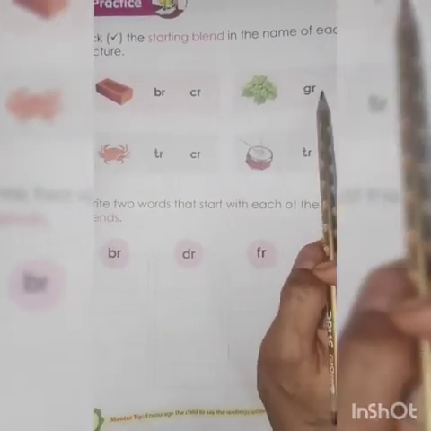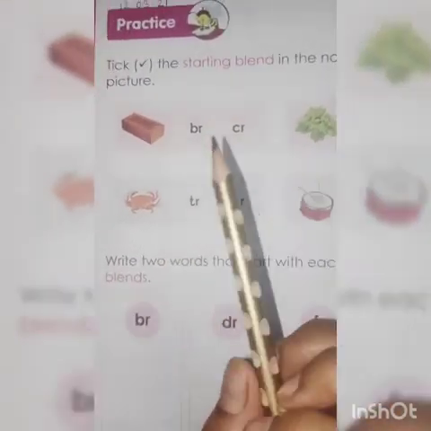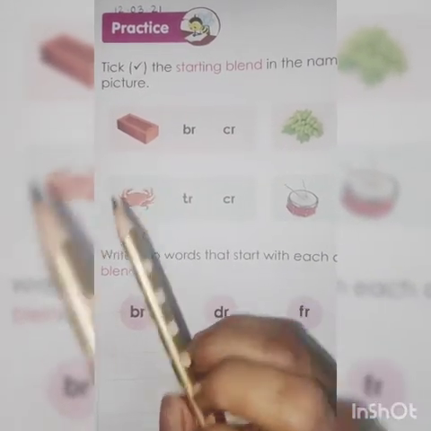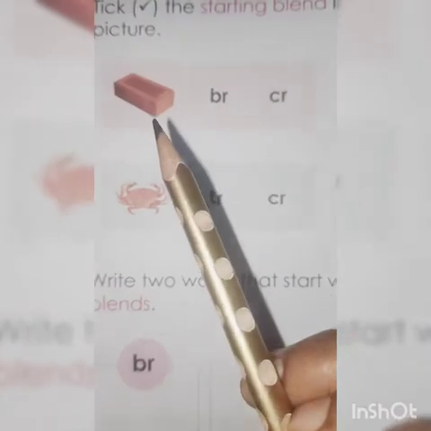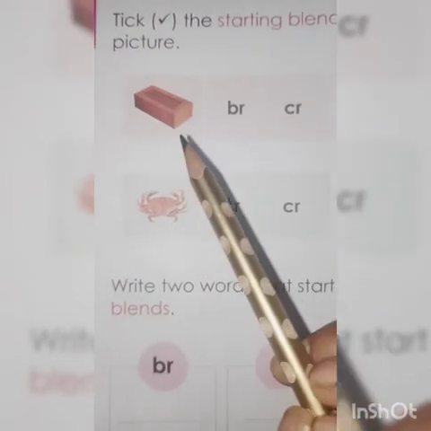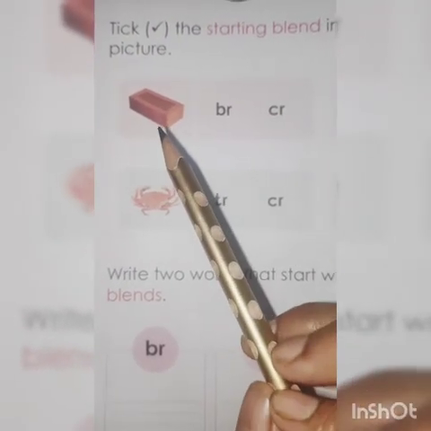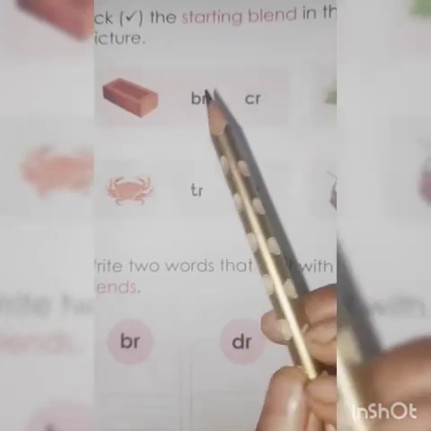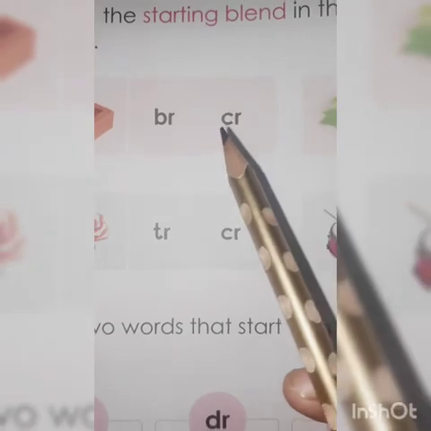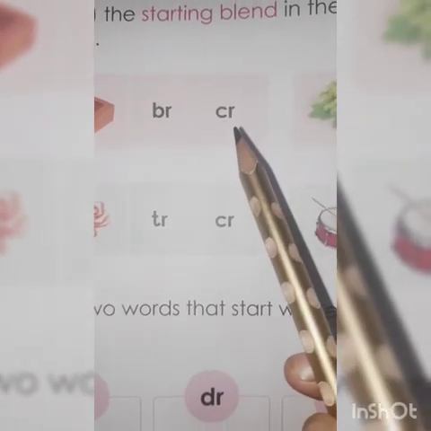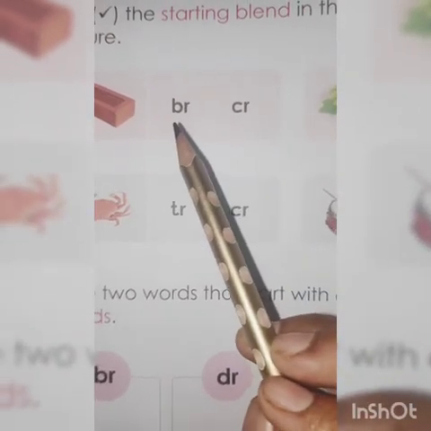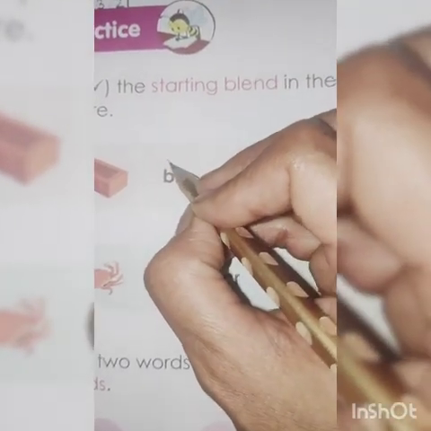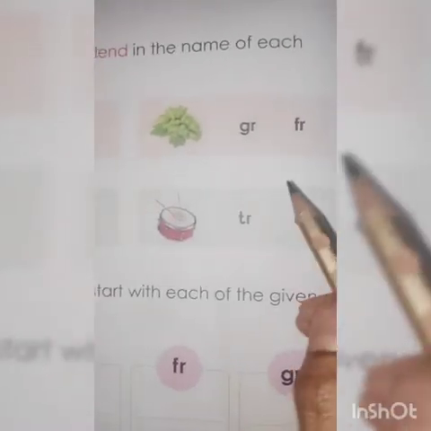Okay? Here we have a picture and we will find out the correct starting blend. Now, first tell me, what is this? Yes, this is a brick. Brick. So, C R cr. B R br. Brick. So, this is the correct option. Tick this. Okay. Now, next one.